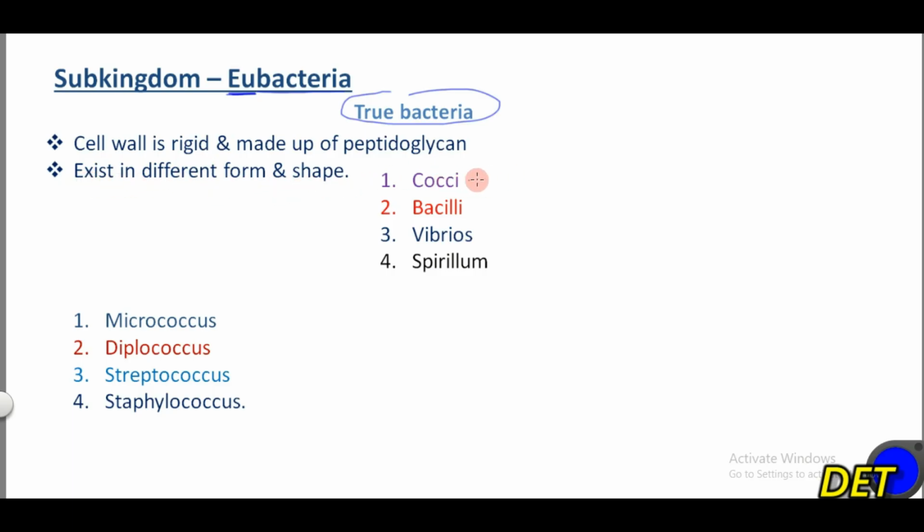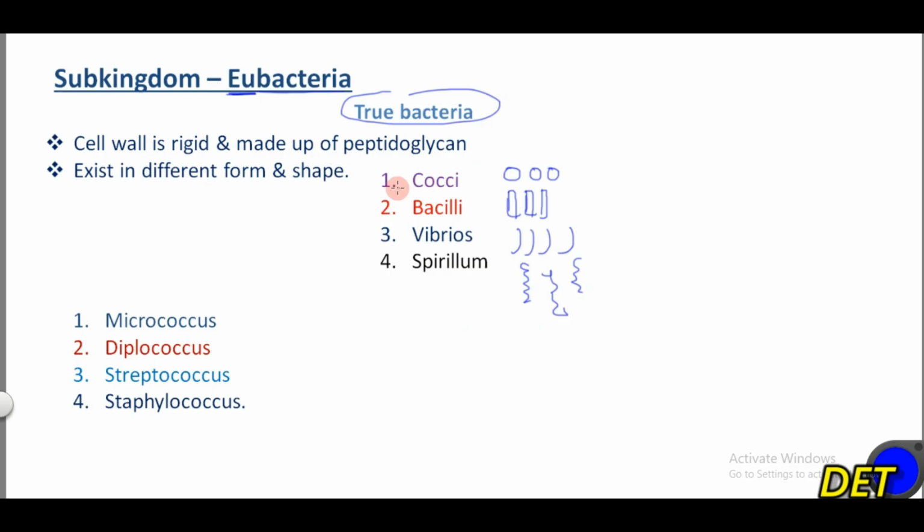We have the cocci. Cocci are round in shape. Bacilli are rod-like in shape, right? They are rod-like in shape. The vibrio are comma-like in shape, something like this, comma-like in shape. While the spirillum are spirally twisted bacteria. So they are spirally twisted bacteria.